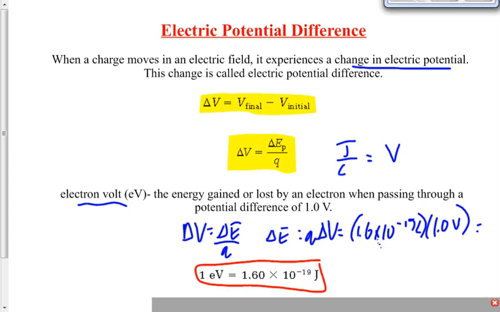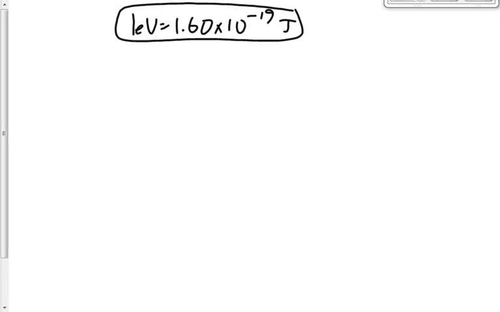So what if we have to do a conversion here? In fact, we will at some point soon have to do a conversion from electron volts to joules or from joules to electron volts. We know from our data sheet that 1 electron volt is equal to 1.60 times 10 to the minus 19 joules. If you want to convert, let's say, 10 electron volts to joules, then here's how we're going to do it. We're going to set up a little ratio.